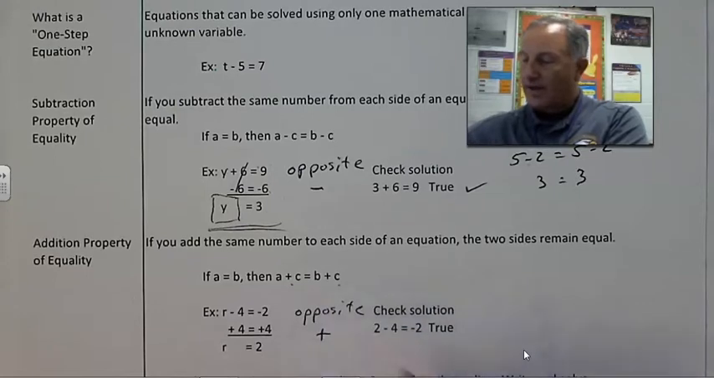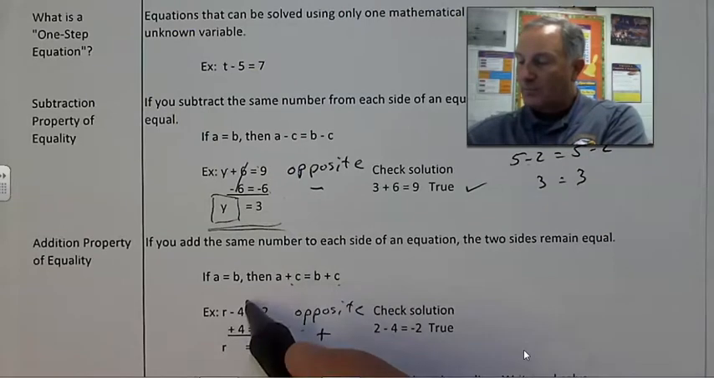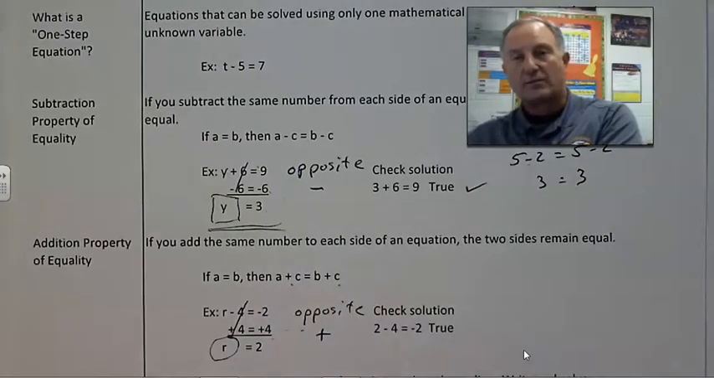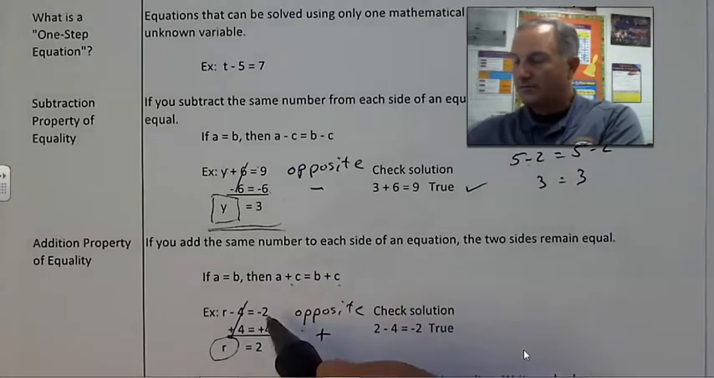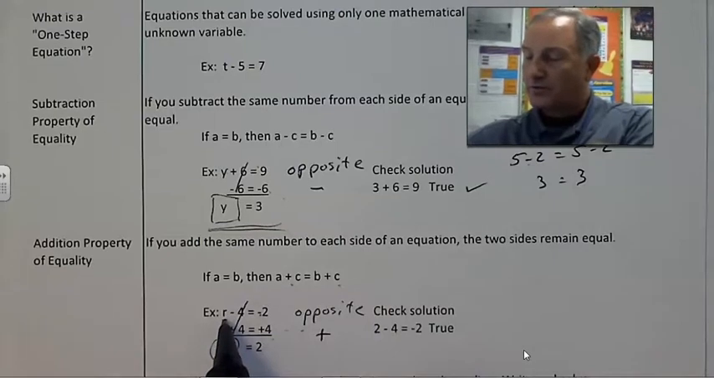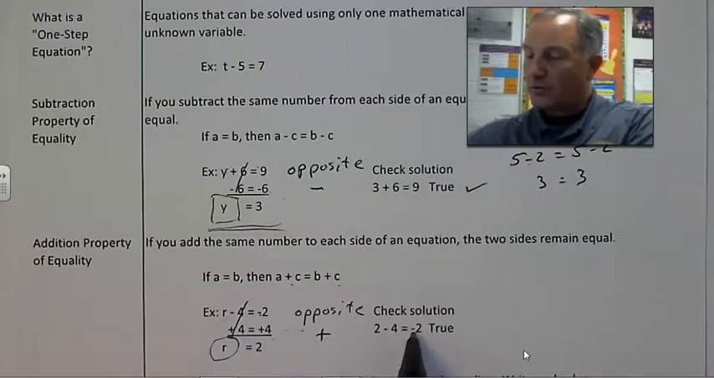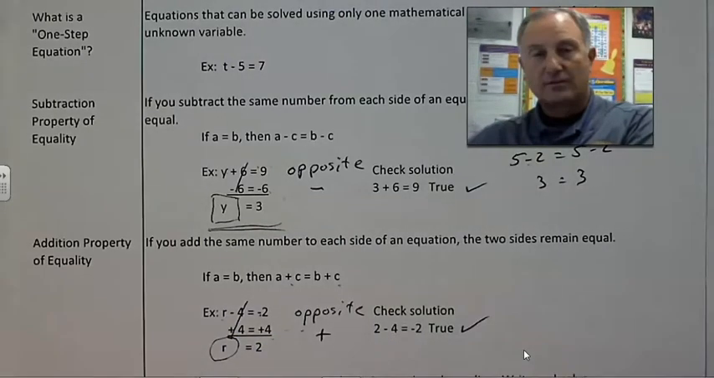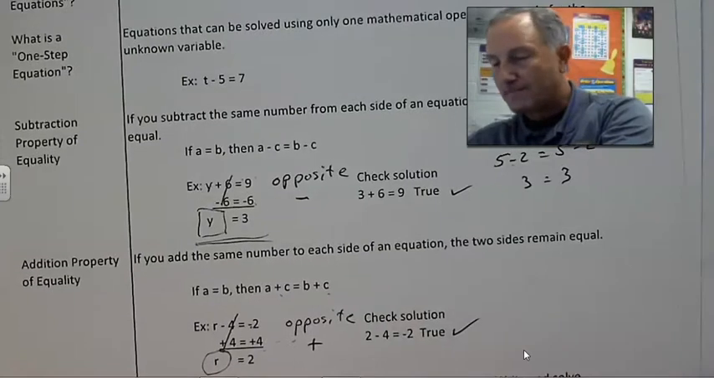It's to add. So if I add 4 to both sides, I keep my equality because I did the same to both sides. But my minus 4 plus 4 gives me 0. I'm left with R. There I've isolated my variable again. It's by itself. And negative 2 plus 4 is 2. Is it correct? We'll plug it back in and check. Put the 2 in for R. 2 minus 4 does equal negative 2? Yes, it does. Check.